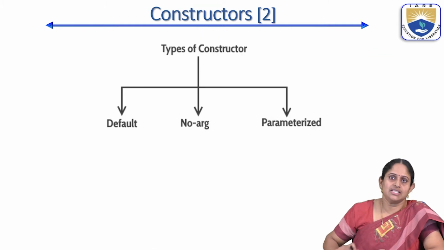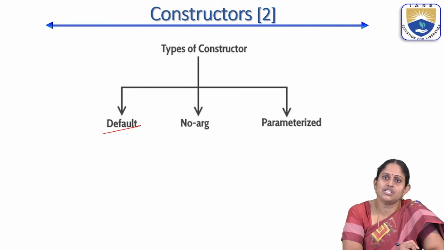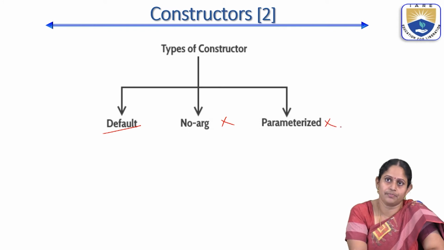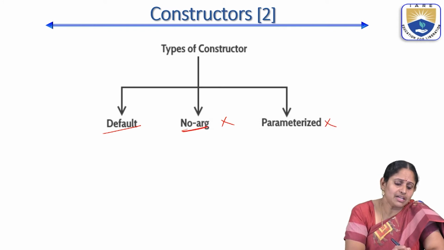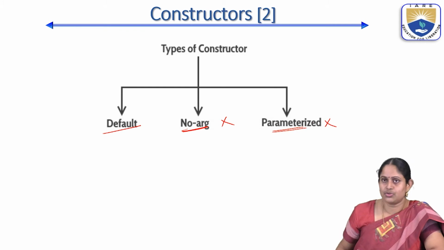So these are the three types of constructors we have. A default constructor, which will be called in case none of these are specified by the user. A no-argument constructor, which contains no arguments and will be an empty constructor. And a parameterized constructor, which will take some values.